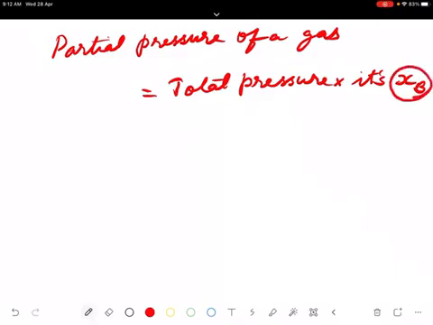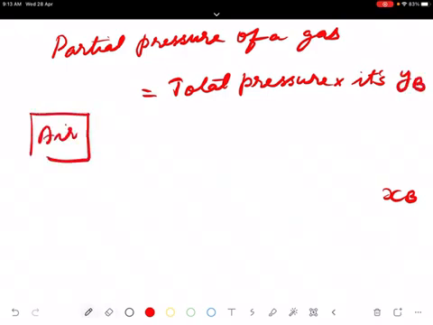Now this XB, we learned this XB. Till now we learned mole fraction in the form of XB. In the case of a solution, we take XB. In the case of a gas, we replace it by YB. Partial pressure of a gas is equal to total pressure and its mole fraction, YB.